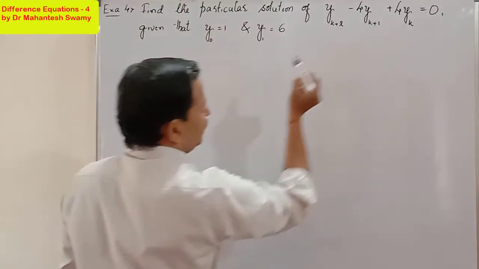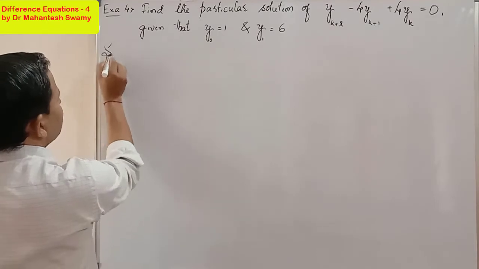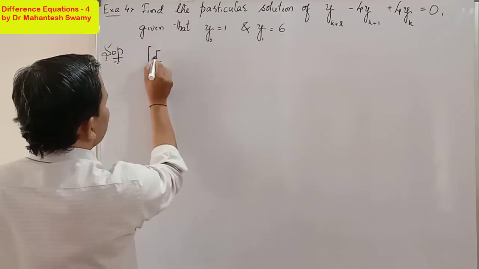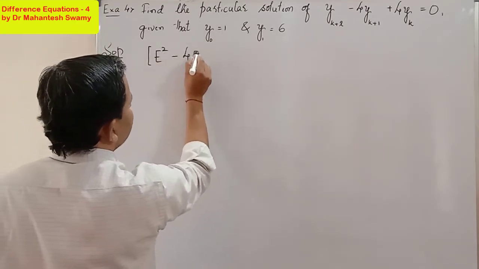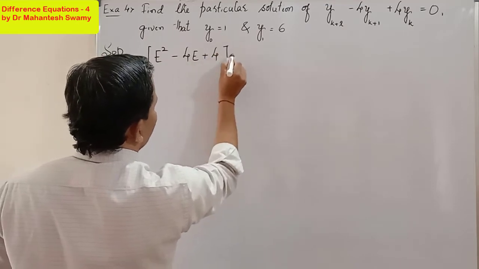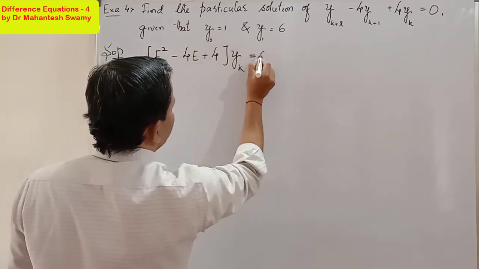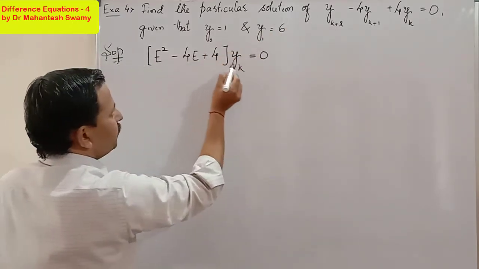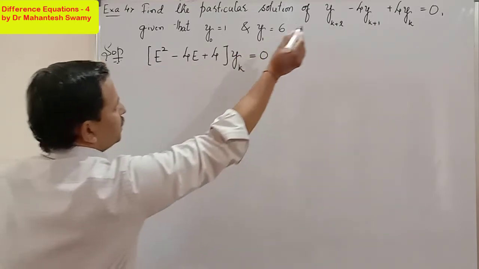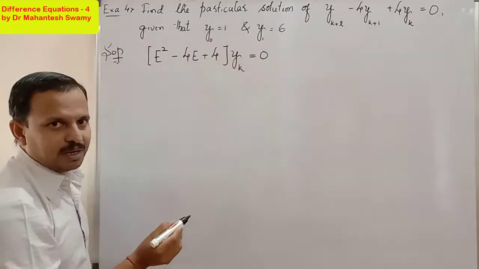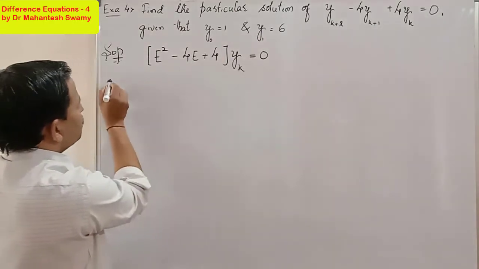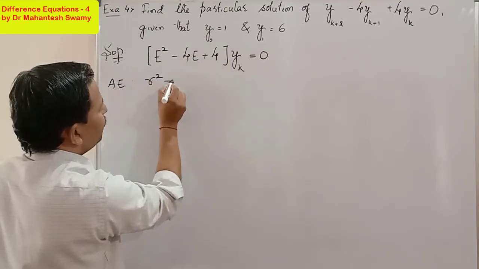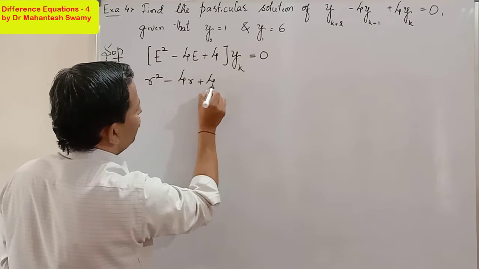So from the given difference equation we come to know here that the difference equation is of the form E square minus 4E plus 4 operated on y_k equals 0. By the definition of shift operator, E square y_k is y_(k+2), E y_k is y_(k+1). Therefore this difference equation can be put in this format. After writing like this, we can write the auxiliary equation by simply replacing E with r. It is r square minus 4r plus 4 equals 0.